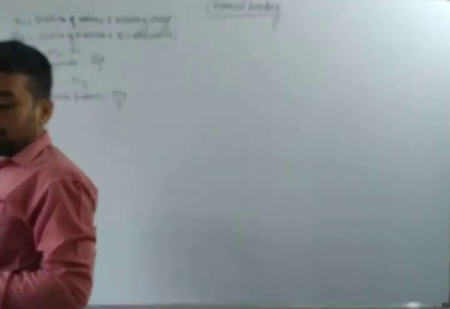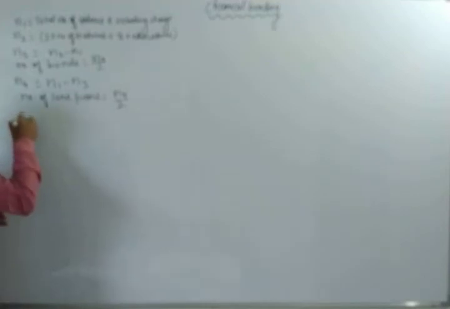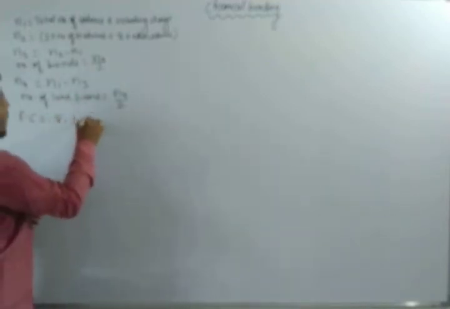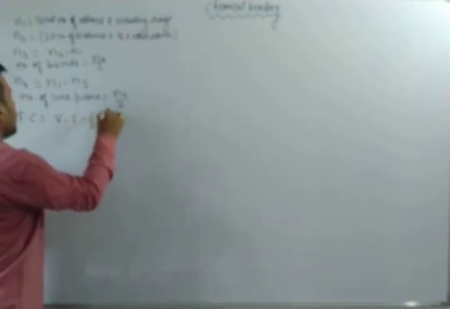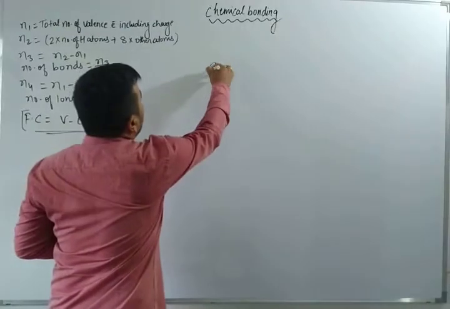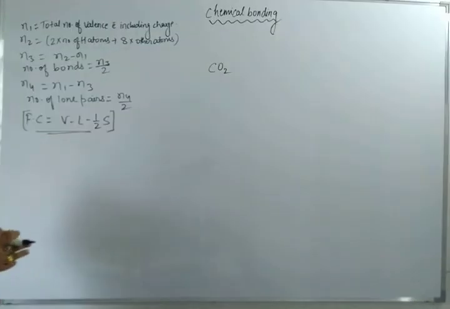As you can see here, same type of questions, but here I have just written what N1, N2, N3, N4 are, and after that the formal charge you know very well. Formal charge is equal to valence electrons minus lone pair electrons minus half into shared pair electrons. Remember this formula of formal charge. Now I want to draw the diagram of carbon dioxide, CO2. How to draw the diagram?